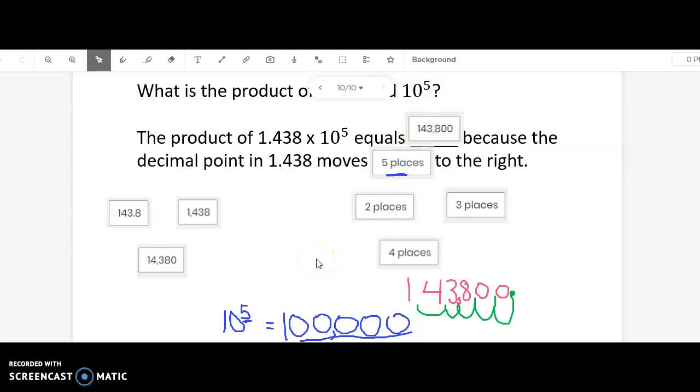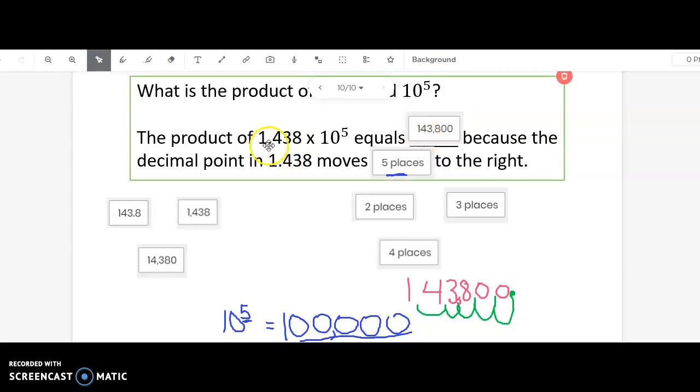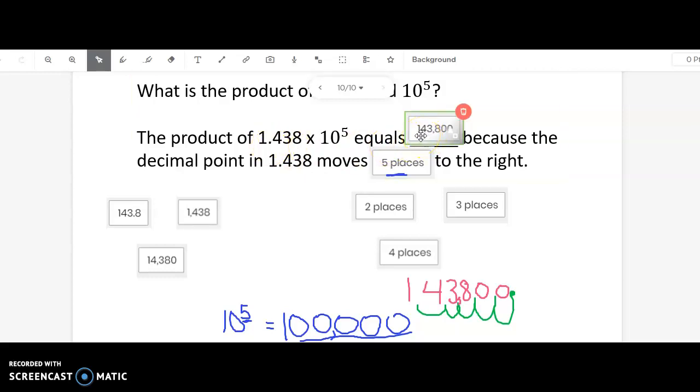Okay, and I'm just going to double check. My decimal point was between the 1 and the 4, and I want to move it 5 places. 1, 2, 3, 4, 5. Perfect. All right, if you did not find the product the way I did, go back and change your whiteboard so that it looks like mine. If you have any questions about this problem, let your teacher know.